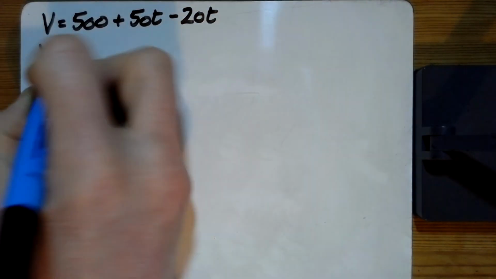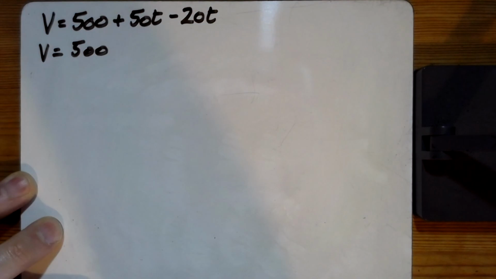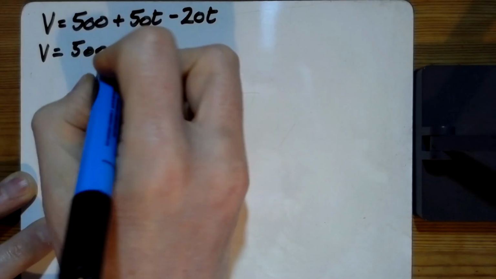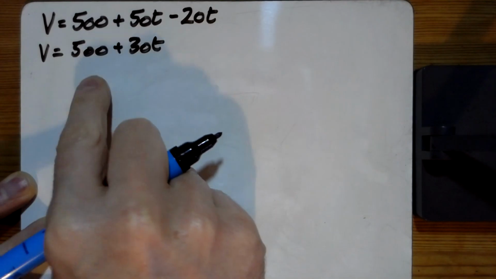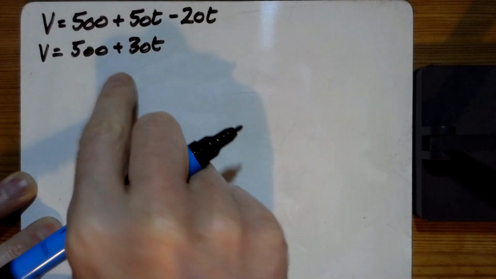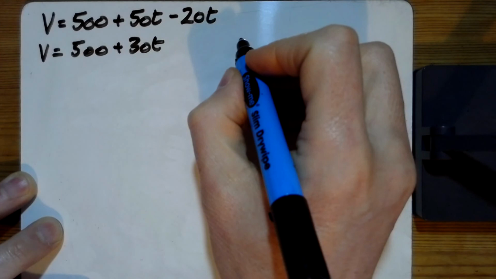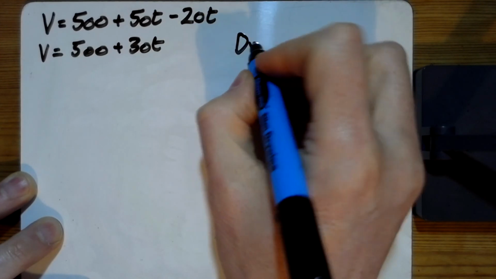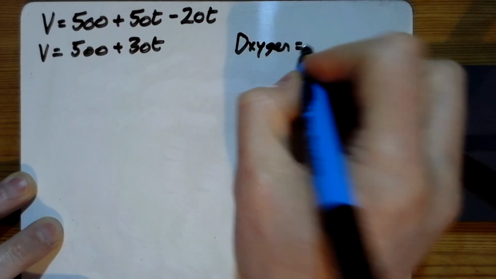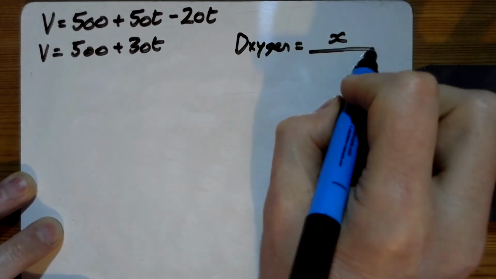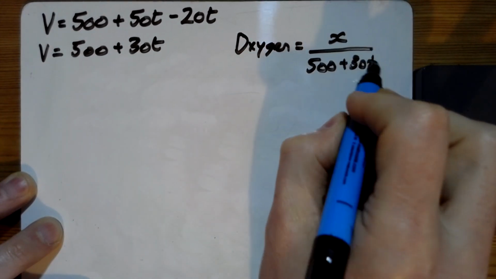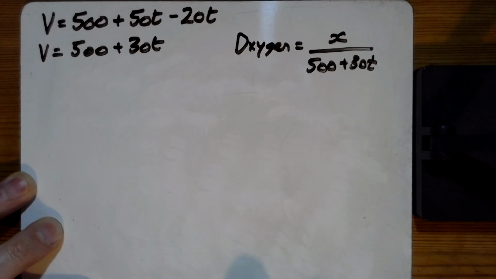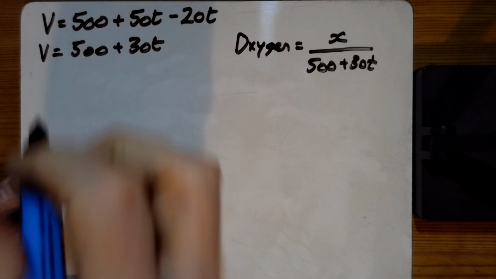So the total volume in the tank, and this is a mixture of helium and oxygen, is equal to that. Now, some of that's helium, some of that's oxygen. So the fraction of oxygen in the tank is X over 500 plus 30T. That's the proportion of oxygen that you've got in the tank.